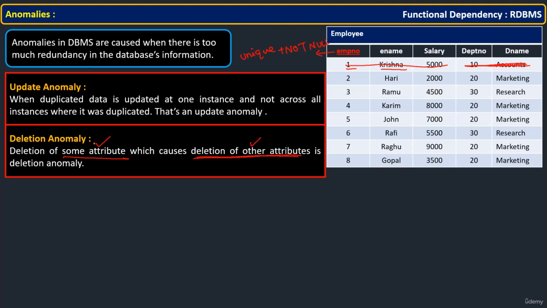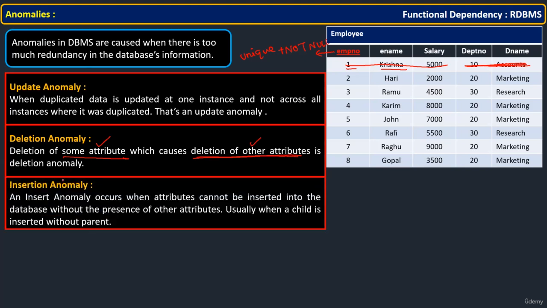Got it? Now, let us try to understand another anomaly, that is insertion anomaly. So this is also one serious problem. You can see, insertion anomaly occurs when attributes cannot be inserted into the database without presence of other attributes. So this is opposite to the deletion actually. If you are deleting some attributes, some other attributes you have to delete. If you want to insert some attributes, to insert those attributes, some other attributes information also you have to insert. What is that situation? Very simple, you see.